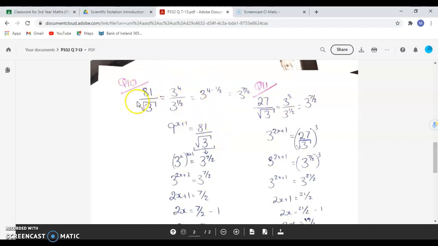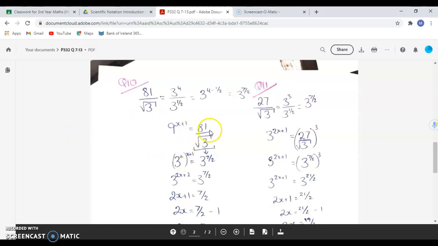Rewrite everything with 3 as a base. So 81 can be rewritten as 3 to the 4. Root 3 can be written as 3 to the half. When you're dividing, subtract the powers. 4 take away a half is 7 over 2. So for question 10, write 81 over root 3 as the power of 3. So we've done that and hence solve this.